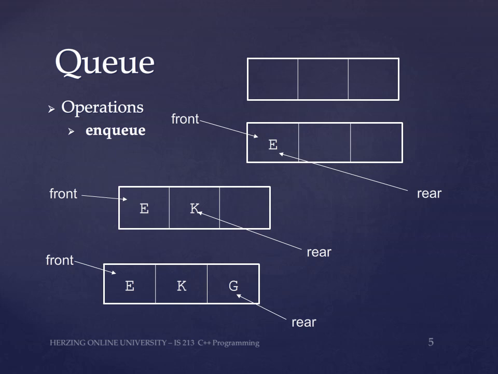Queue operations, you have enqueue and dequeue. Enqueue is to add an element to the rear of the queue. In an example, first you see an empty queue, and then we enqueue E, enqueue K, and enqueue G. You can see to enqueue K, use enqueue with K within the parentheses, and enqueue G also, to add the G to the rear of the queue.